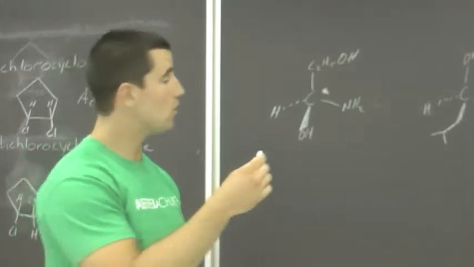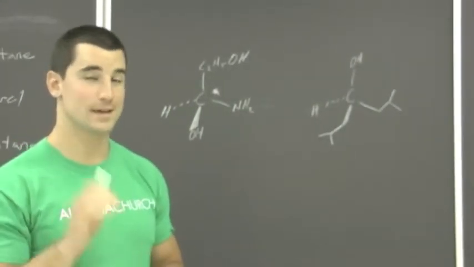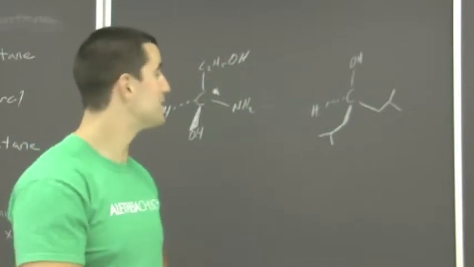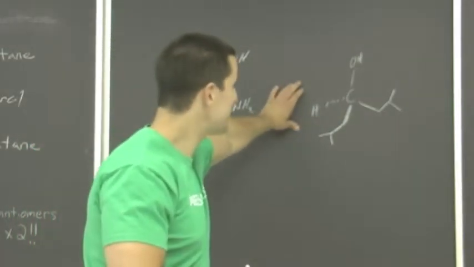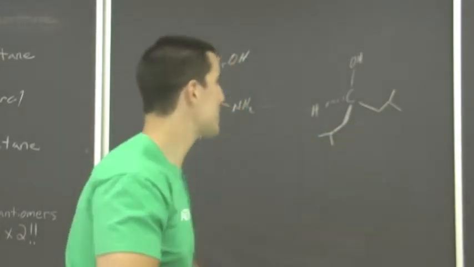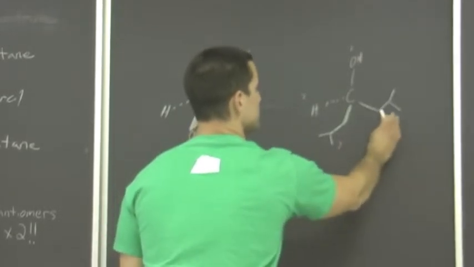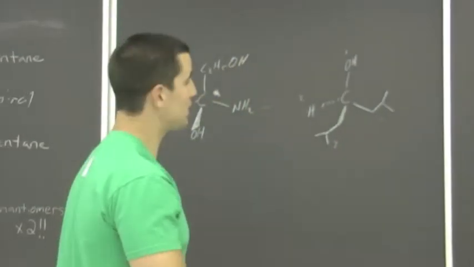Now, moving on to this molecule, would this be chiral or achiral? Ladies and gentlemen, it will not be chiral. The reason being is because, as you can see, there are 2 of the same substituents here. 1, 2, and these right here are the same. That is an achiral molecule.